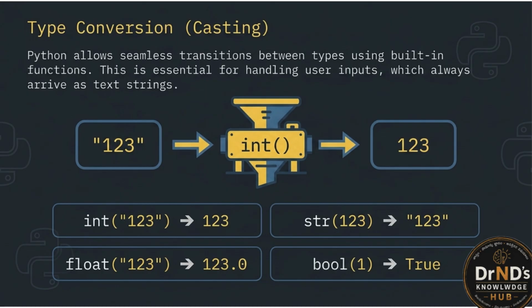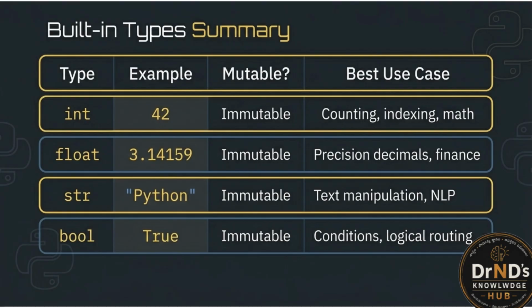Now that we have explored variables, data types, Boolean logic, and type conversion, let's bring everything together and see how these concepts work in a complete Python program. We have now reached the end of today's lecture. Let's take a moment to review the four fundamental Python data types that we learned today. These data types form the foundation of almost every Python program you will write in the near future.